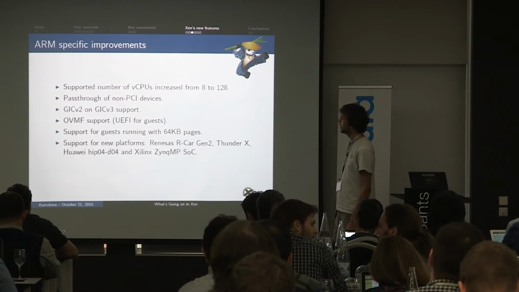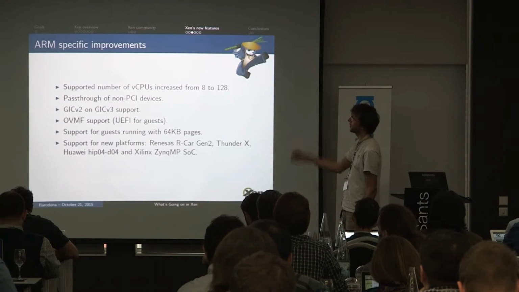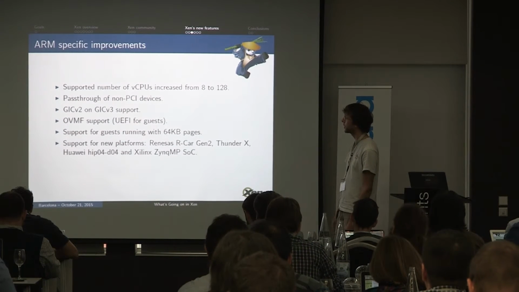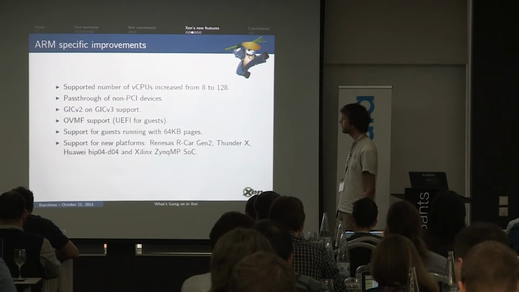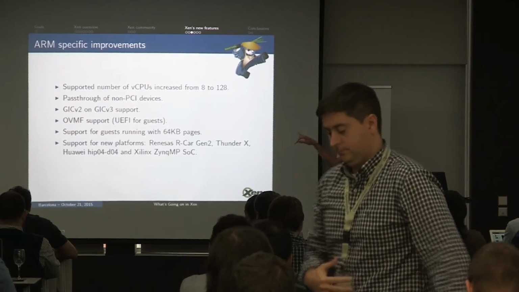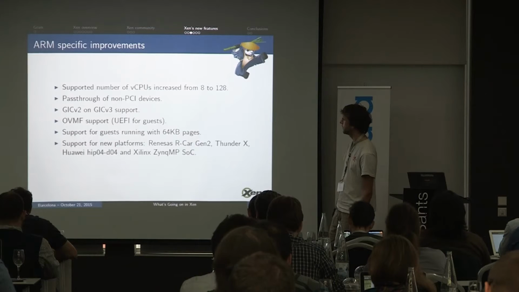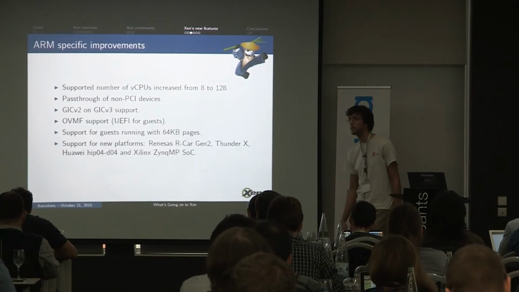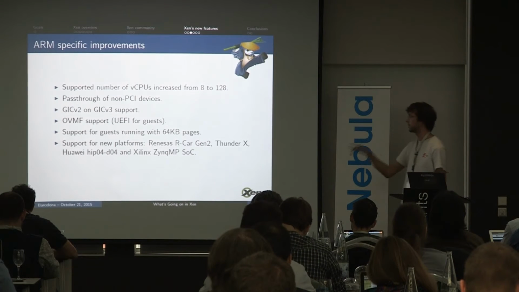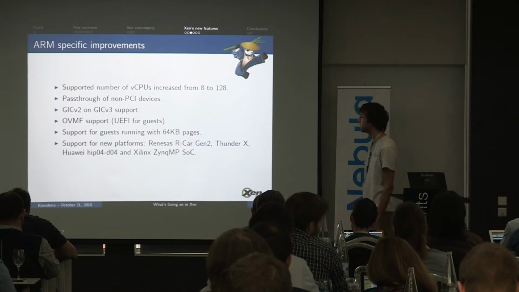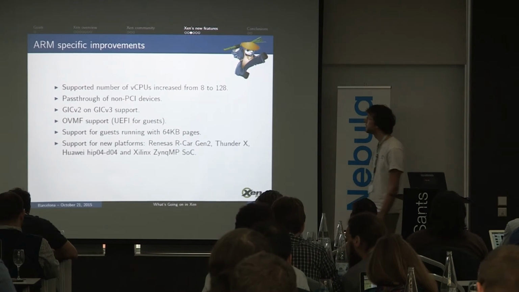We also allow pass-through of non-PCI devices to guests. We improved the support for the interrupt controller. We also added support for booting ARM guests using UEFI. And we also support guests that use 64 kilobyte pages on ARM, which is, I think, the default on CentOS now. On ARM64, they are using 64 kilobyte pages. And finally, we also added support for a bunch of new platforms.